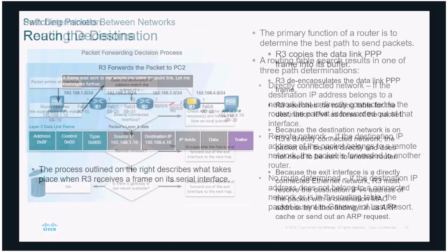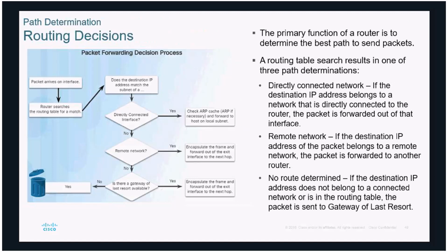Whew. So there are some decision processes shown by this flowchart, which is quite useful for seeing what happens when. It's a good way of understanding it, and the idea of determining where it goes, which is the best way to go. If the destination IP address belongs to a directly connected network, it obviously goes out of that interface. If it's on a remote network, it goes to another router. If there's no route, it goes to the gateway of last resort, normally the default gateway. Those are the 3 ways you can move along a network on routers.